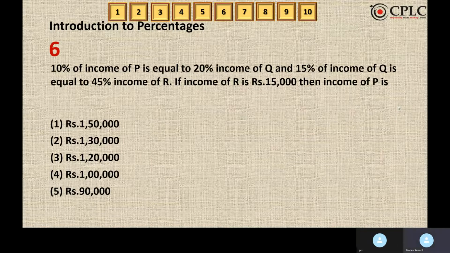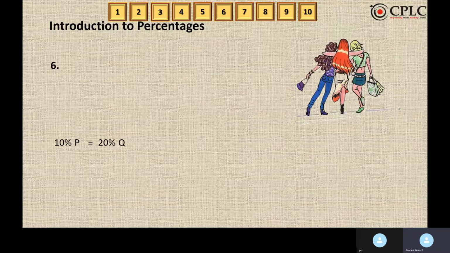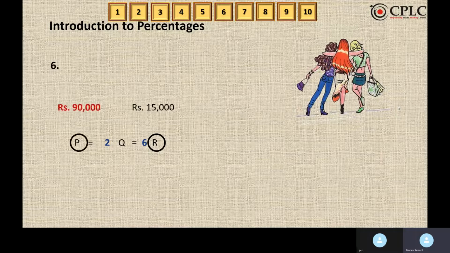So we will just work according to the statements that we have. So 10% of P is equal to 20% of Q and 15% of Q is equal to 45% of R. Now we will start reducing the values. So 10 ones are 10, twos are 20; 15 ones are 15, threes are 45. Through this, we have got one thing that Q is equal to 3 into R. So we can substitute the value of Q and we'll get P is equal to 6R. Value of R is given, that is 15,000. So value of P is equal to 6 into 15,000, that is 90,000.